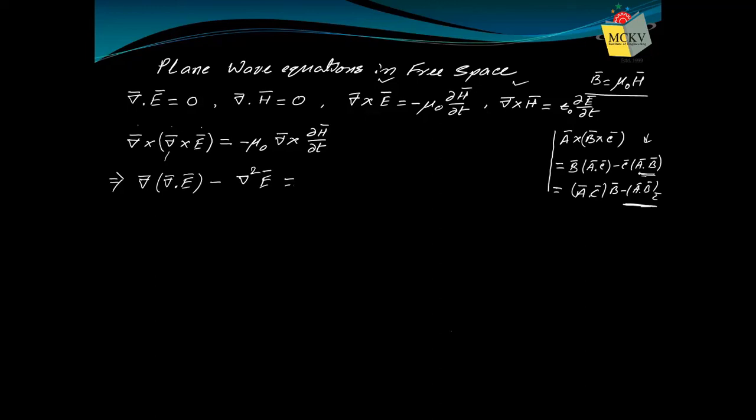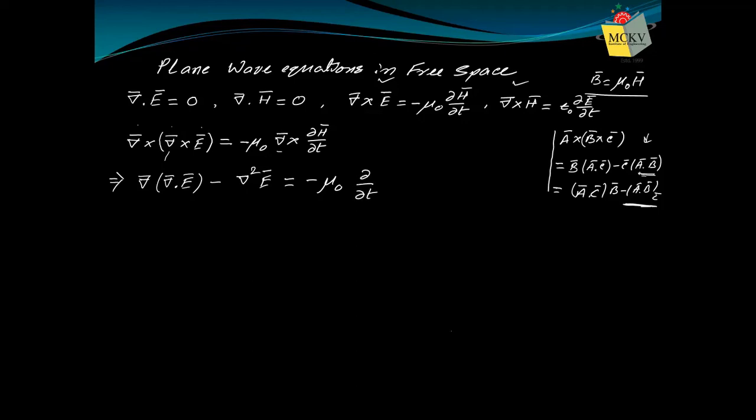Left hand side, right hand side. Minus mu naught. Now we have two operators. One space operator, del. Del is a space operator because it contains x, y, z. And del del t, which is a time operator. And we know that if we interchange these space and time operators, the result will not be altered. The result remains the same. That means we can simply write del del t, interchanging the position.